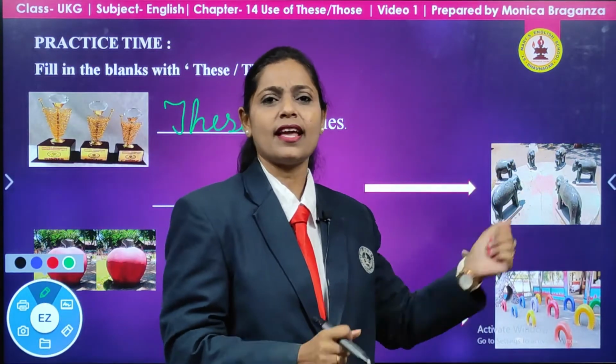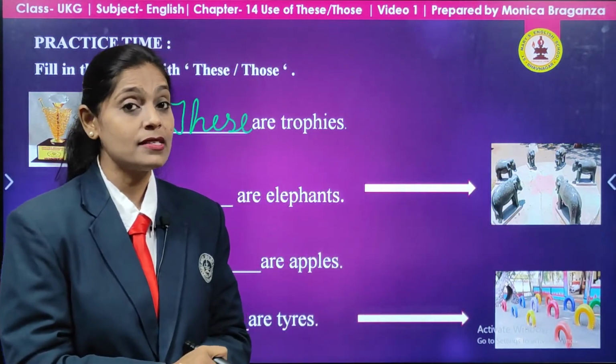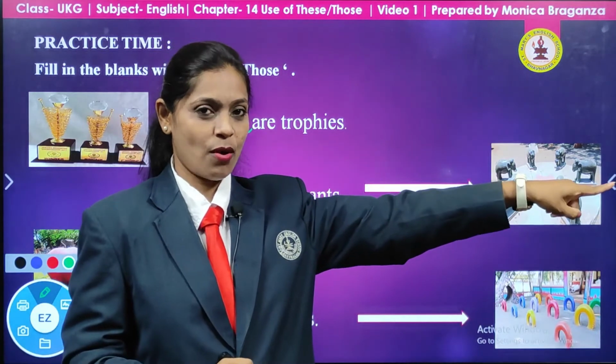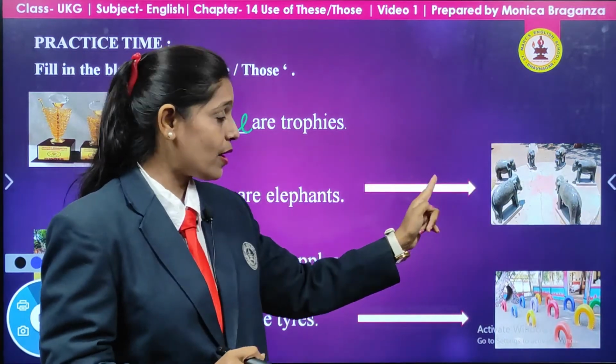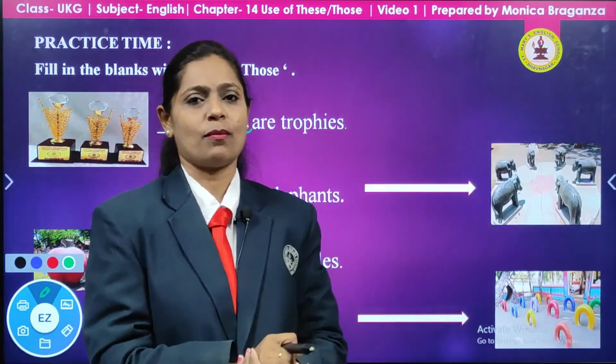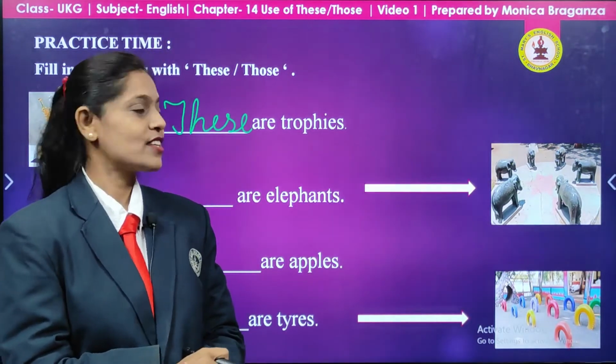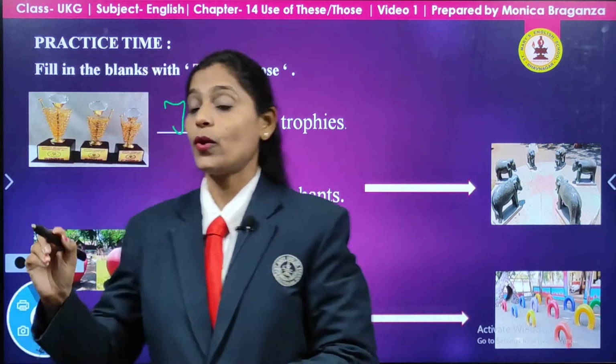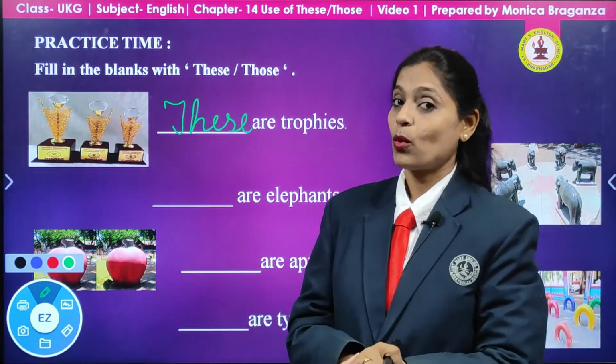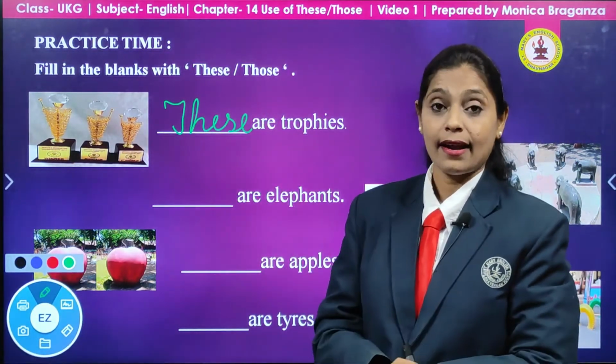Now look at the next picture. Yes, there are many elephants. And where are the elephants? They are far from us. Okay, can you see that arrow? It means they are far from us. When they are far, what do we use, children? Correct, we use those. So what are we going to write here? Those. And what is the spelling of those? Correct.